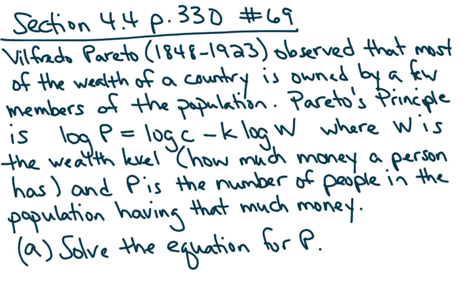Pareto's principle is log P equals log C minus K times log W, where W is the wealth level, how much money a person has, and P is the number of people in the population having that much money.